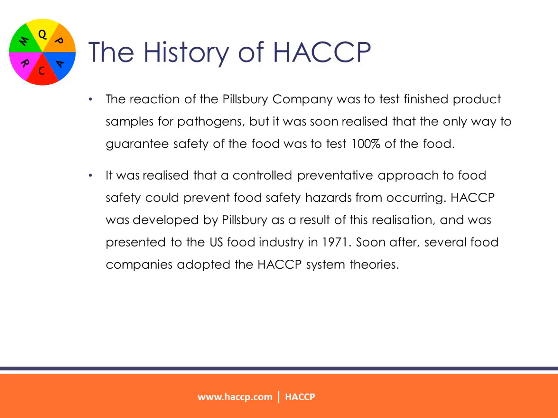The reaction of the Pillsbury Company was to test finished product samples for pathogens, but it was soon realized that the only way to guarantee safety of the food was to test 100% of the food. It was realized that a controlled preventative approach to food safety could prevent food safety hazards from occurring. HACCP was developed by Pillsbury as a result of this realization, and was presented to the U.S. food industry in 1971. Soon after, several food companies adopted the HACCP system theories.